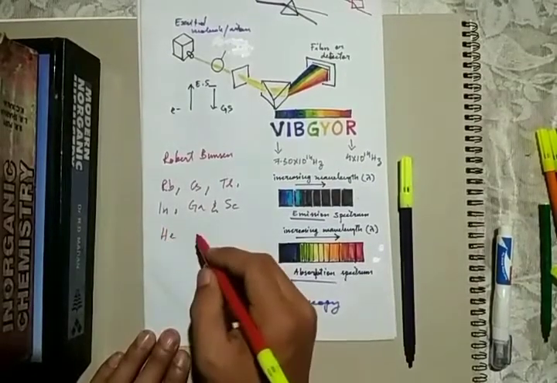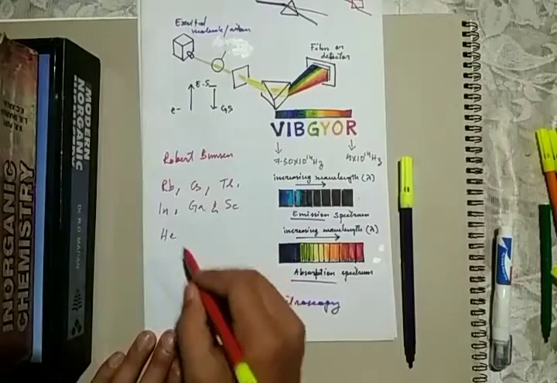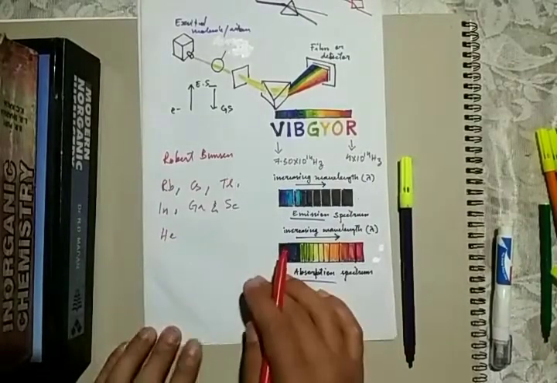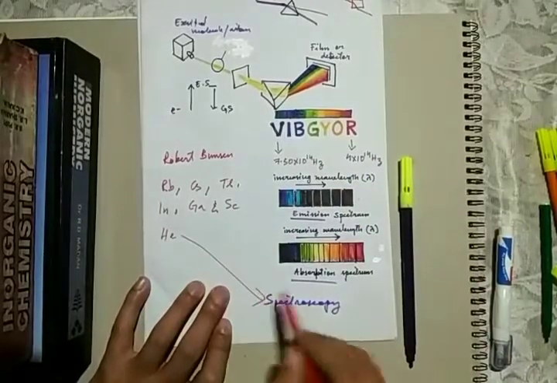Helium, the element present in the sun, was also discovered through spectroscopy.